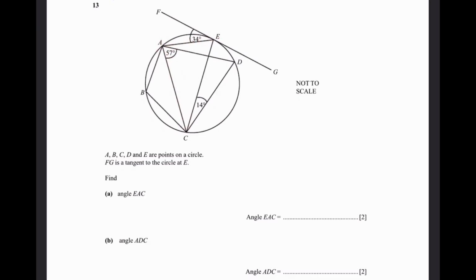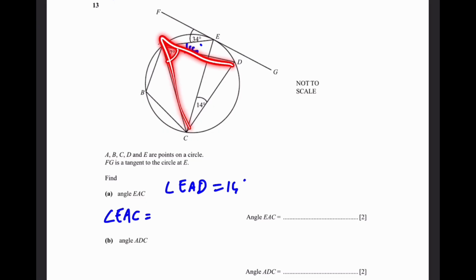Well, we can find what angle EAD is because we have angle ECD, which is 14, and EAD is subtended by the same chord as ECD, and that chord is ED. So they have the same common subtended chord, and therefore these angles are equal. So this is 14 degrees. Angle EAD is 14, and angle EAC is going to be equal to this 14 degrees plus the original 57 degrees of DAC. So 14 plus 57, which is equal to 71 degrees.